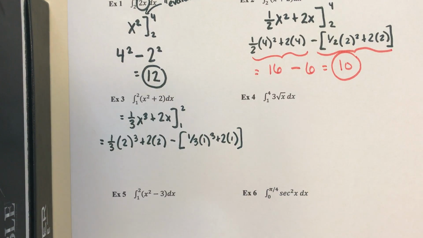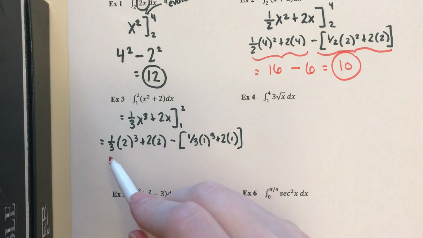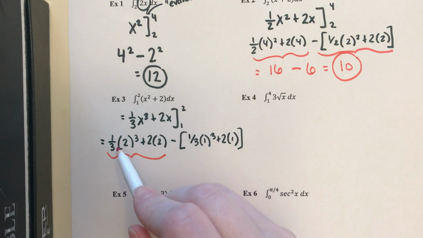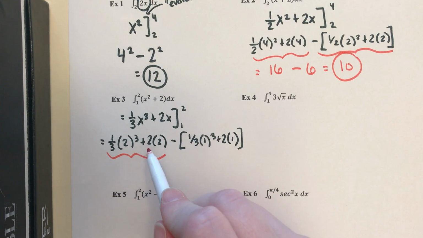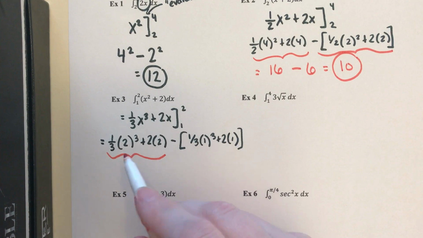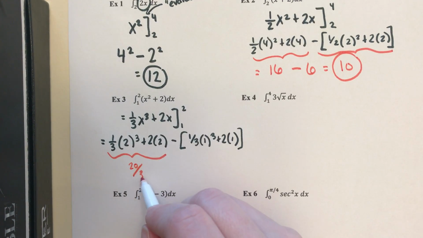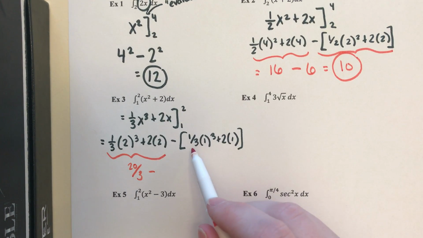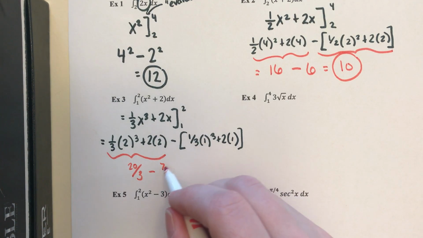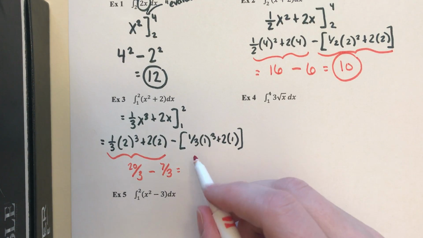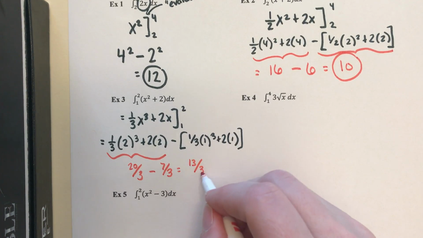And now I'm going to evaluate. So right here, 1/3 times 2 cubed, that would give me 8/3, plus 6, plus 4, so that would be 20/3, minus, this would be 1/3 plus 2, so that would be 7/3. So overall, that would give me 13/3.